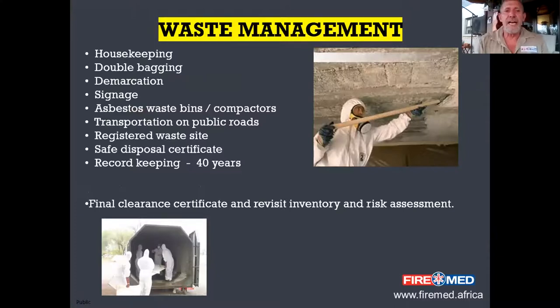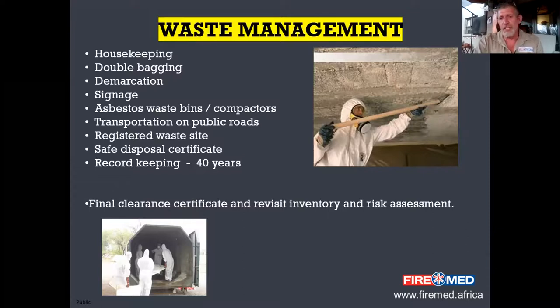Waste management, obviously housekeeping, and all asbestos waste, all asbestos containing material needs to be double bagged, demarcated and signed off. Asbestos waste bins or compactors need to be used for transport, you can't just load it into anybody's truck and off you go. And it must go to a registered waste site that must be able to deal with HH, that's highly hazardous waste material. And obviously from that waste disposal site, you want a safe disposal certificate and all records, medical, staffing, doesn't matter what, need to be kept for 40 years. It's part of the legislation.